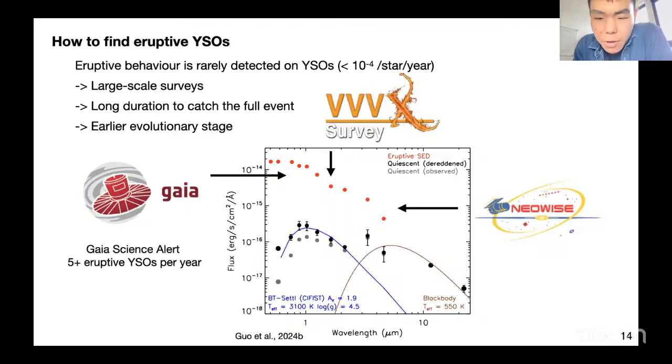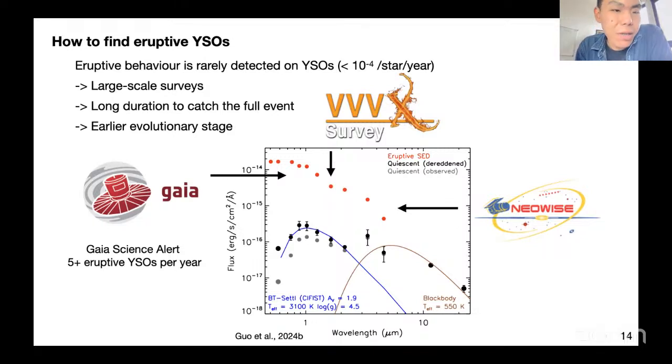As an observer, my job is to find more of these eruptive YSOs that we can feed to the theoretical astronomers to tell us what is actually going on inside their accretion disk. But as I said, those eruptive behaviors are extremely rare to be detected on young stars, about 10 to the minus 4 per star per year. So to detect more of these events, we need to increase the number of the parent sample we have.